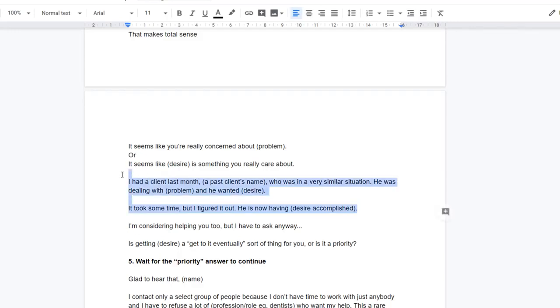You have to adapt, you don't have to use this word by word, you have to understand the process. So if you don't have any past clients, you switch this with yourself or a friend or someone, but you have to show them that you are a professional coach and you are doing this in a professional way.